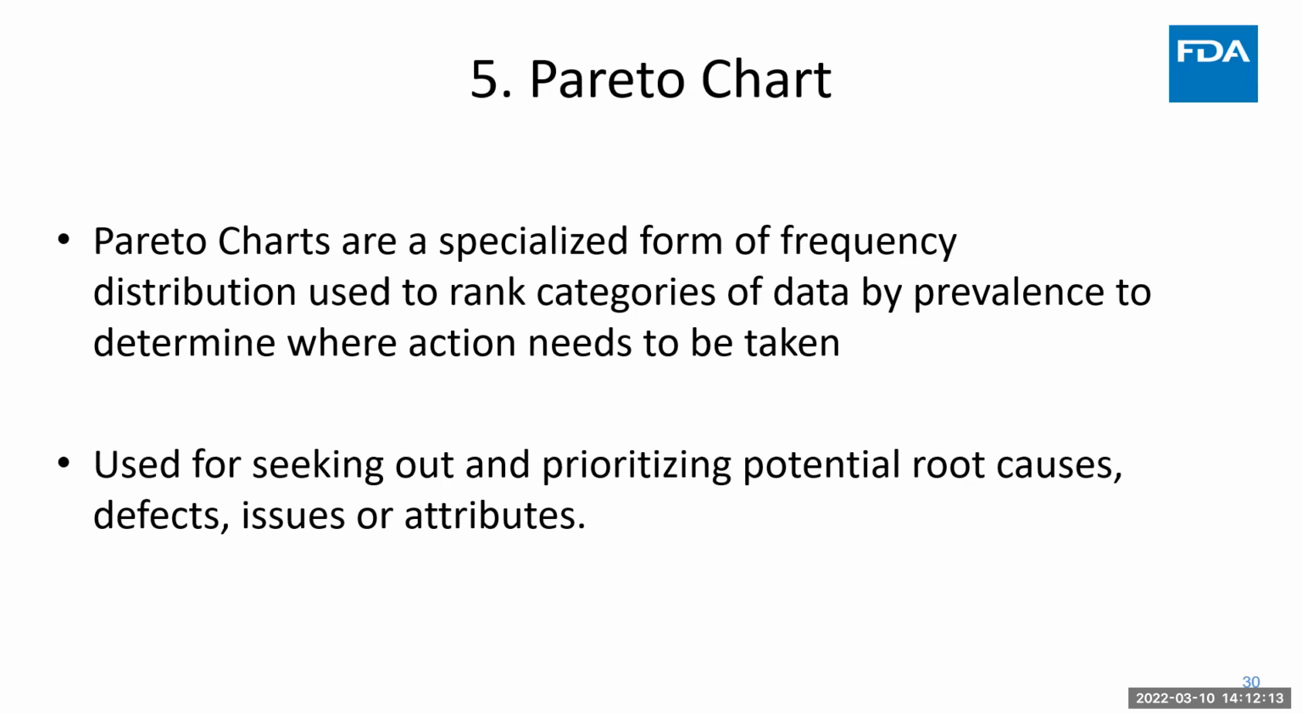Thank you. Now we're going to discuss the Pareto chart. Pareto charts are a specialized form of frequency distribution used to rank categories of data by prevalence to determine where and when action needs to be taken. They're used for seeking out and prioritizing potential root causes, defects, issues, or attributes. In general, according to the Pareto principle, 20% of the causes represent 80% of the nonconformances, although this is not a hard and fast rule. Next slide, please.